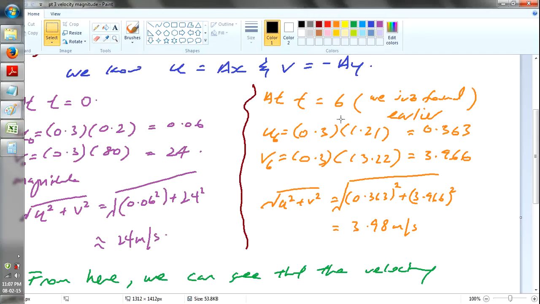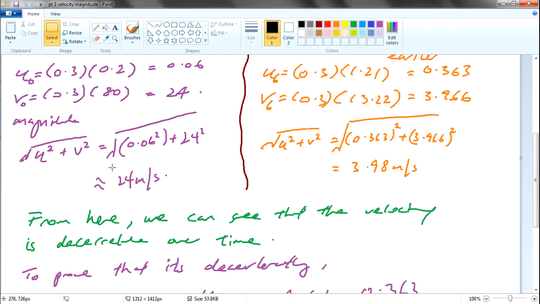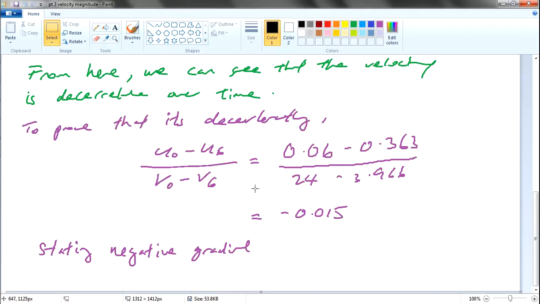So this x value is actually 1.21. You multiply by a, which is 0.3, you get this value, and same as this, Pythagoras theorem again, and then you get this one. So from here you can see that 24 meters per second and 3.9 is actually decelerating. And if you were to prove it in a more theoretical way, you can actually use the gradient method.